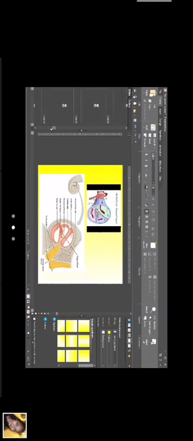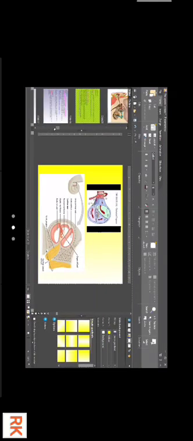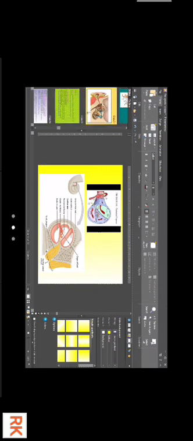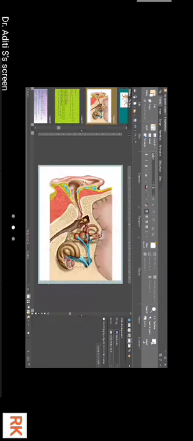So first, tell me, what are the different parts of the ear? Ma'am, external ear, middle ear, and internal ear. Yes, good. What are the two parts of the external ear? Ma'am, pinna and external auditory meatus. And external auditory meatus.